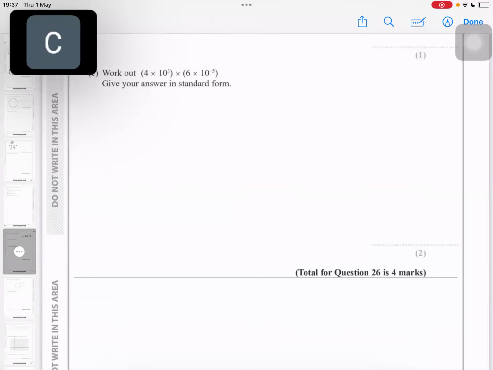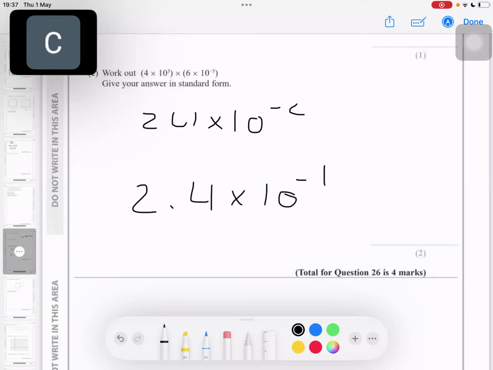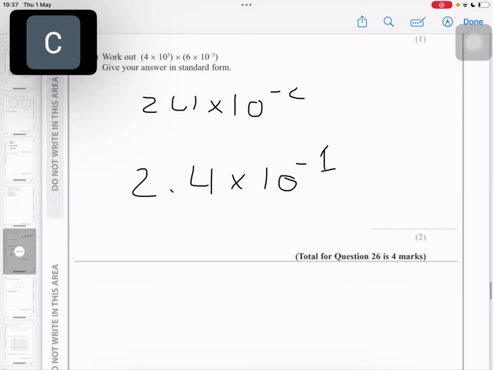But there's a small issue there. 24 is not exactly in standard form. For 24 to be in standard form, you have to make it 2.4. Now 24 is 2.4 times 10 raised to power 1, isn't it? Yes. Perfect. Minus 2 plus 1, that's minus 1. Okay, we're good. All right, let's move.